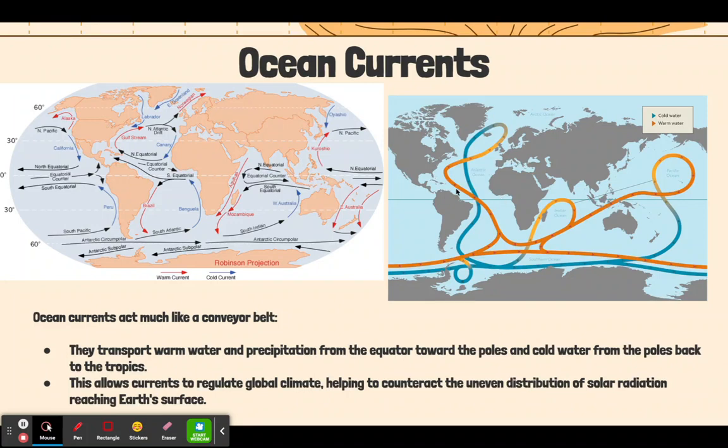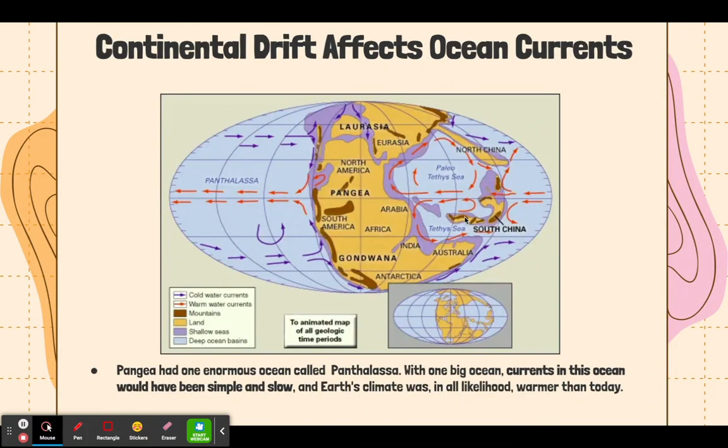Now, that all depends on where these ocean currents can flow. So imagine when the continents were in a different arrangement, like Pangaea. There was just one huge ocean that they called Panthalassa. Whoa. Now, when that big, huge ocean was there, it is said that there are more simple and slower moving currents, which most likely resulted in the Earth being much, much warmer.